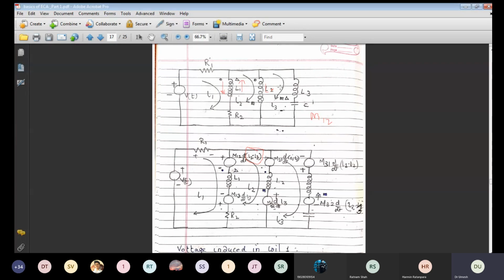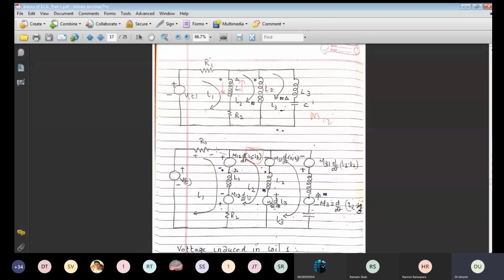Now the question in your mind: why not I3 minus I2? Because we have to look at the second loop. Second loop means we have to take I2 as positive, I3 as negative. Now if you look at the third loop, then we have to take I3 as positive and I2 as negative. That we will take in this way. So in this case, with I2 minus I3, this EMF is induced.